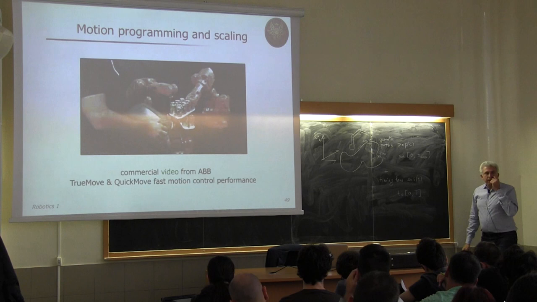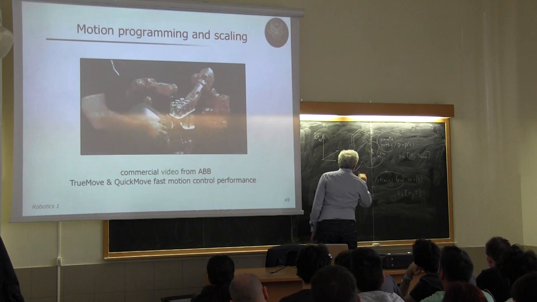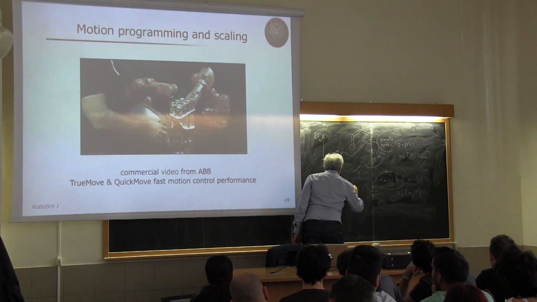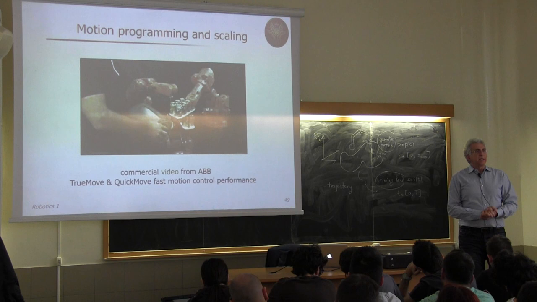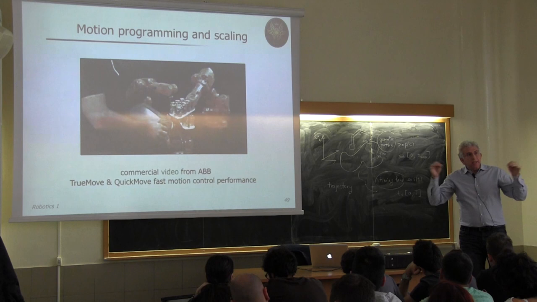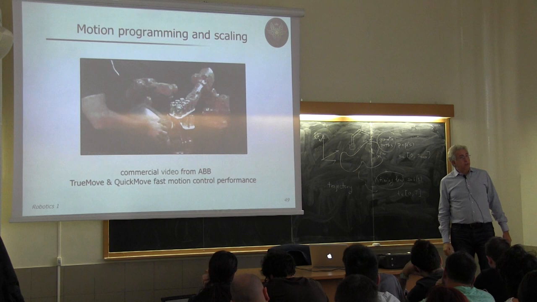Now, when you put together geometric paths and timing law, you have what is called a trajectory. And in this case, the robot trajectory is specified at the Cartesian level. We will see how to transform this into a trajectory in the joint space, so that each joint has its own reference motion, and the controller will impose this motion to each of the joints of the structure. Okay, we will come back to this.